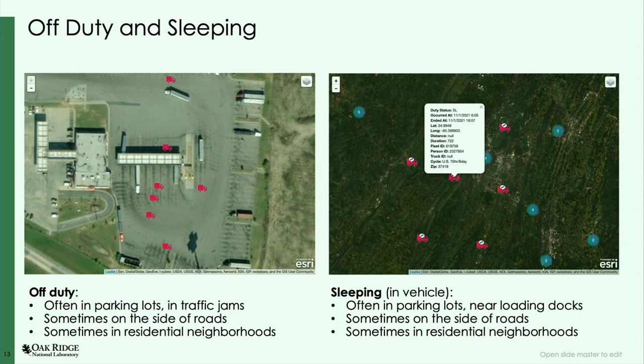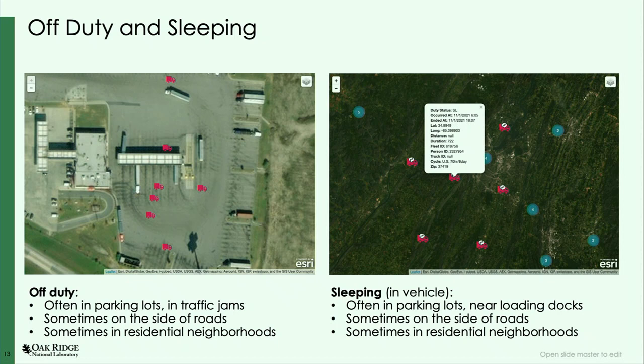Off-duty, we typically find in parking lots, but also relatively frequently in traffic jams, or at least on the highway. I mean, they could also be on the side of the road. So that's the question there. Are they on the side of the road? Are they actively just in a lane, but stopped and messing with their duty status? You will see them on the side of roads. You sometimes see them in residential neighborhoods, which isn't great, but it's better than when they're parked on a shoulder.